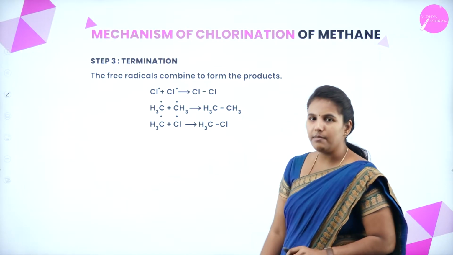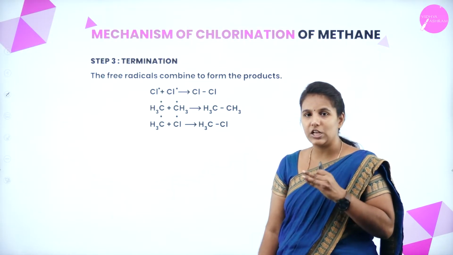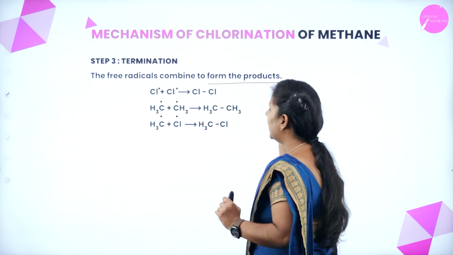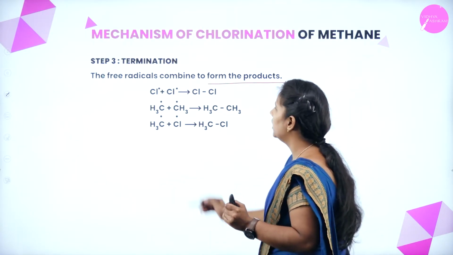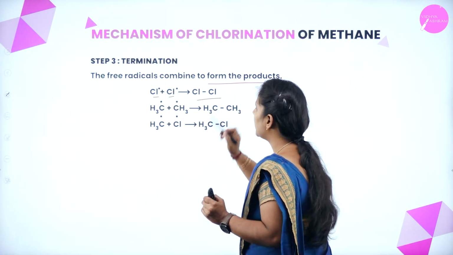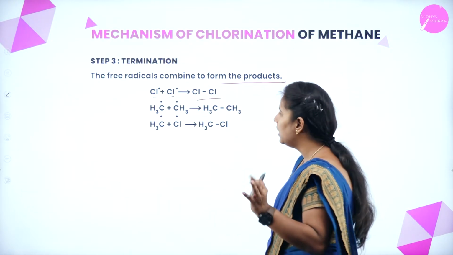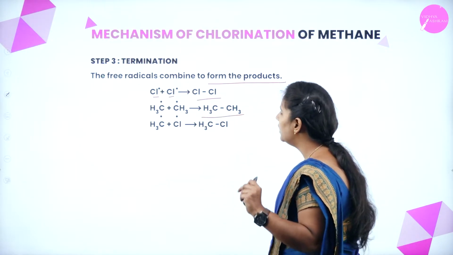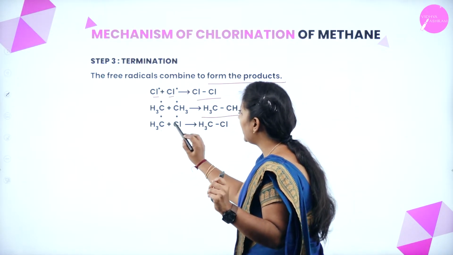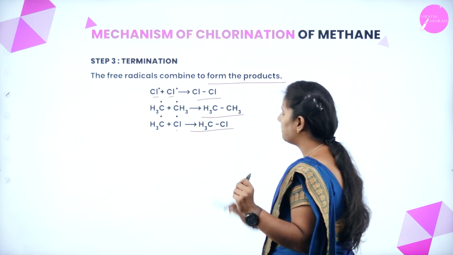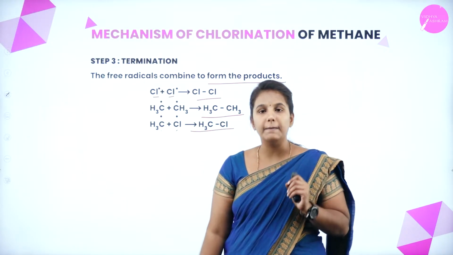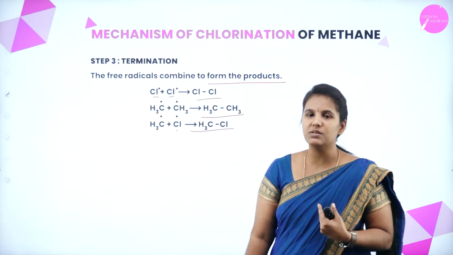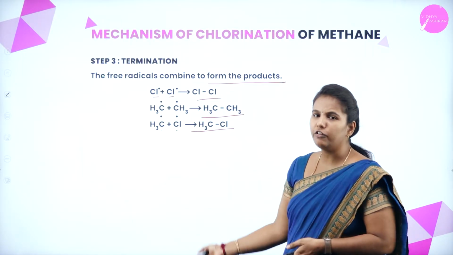In the last step, that is the chain termination step, what will happen? These free radicals combine to form a product. Chlorine free radicals combine to form a chlorine molecule. Similarly, methyl free radicals combine to form an ethane molecule, whereas methyl free radicals and chlorine free radicals combine to form chloromethane. This is how we can easily understand the mechanism of chlorination of methane.